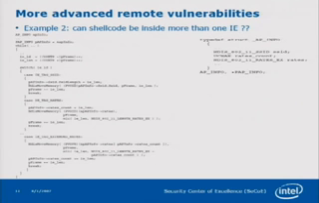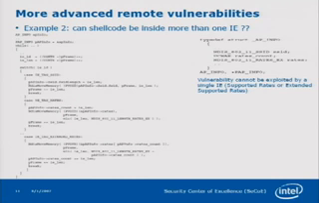The second example: can the attacker place shellcode inside more than one information element? This example shows that it's possible to do. The vulnerability cannot be exploited in this example by a single information element. So, for example, it's not possible to exploit this code by sending malformed supported rates elements only, or extended supported rates element only.